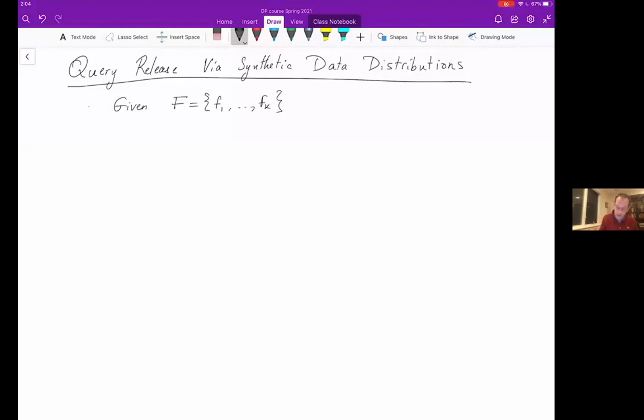Okay, and for today, we're going to talk about linear queries. So these are ones where each function f_i of the data set looks like the average of some little function, which we'll call phi_i, that gets applied to each of the records. So it's the average of phi_i over the records in the data set, where phi_i is some map that associates to each possible data record a number between 0 and 1.